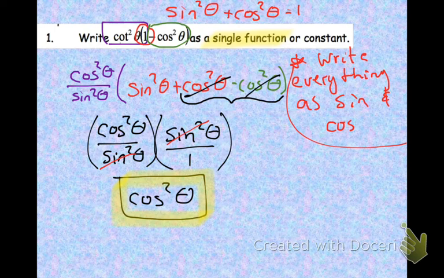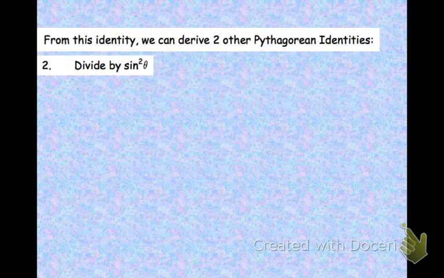So again, please make sure that you give this a try, divide by your sine squared there, and derive your other Pythagorean identities, and I will see you tomorrow.